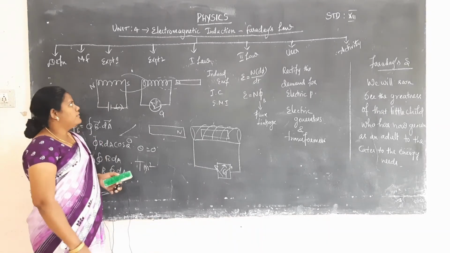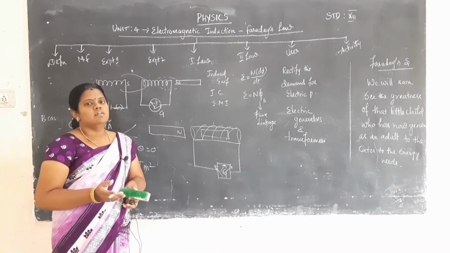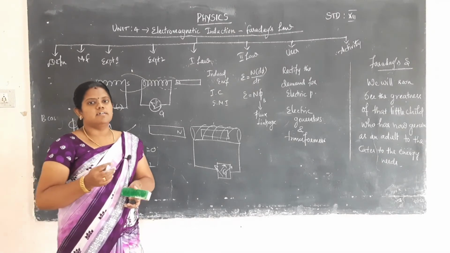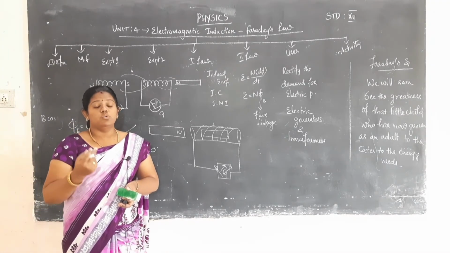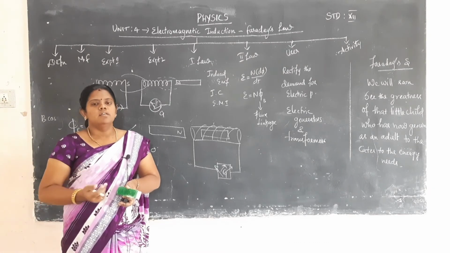Clear? And then Faraday's first experiment and second experiment. Faraday took two experiments. The first is to take one coil, a bar magnet and a galvanometer.